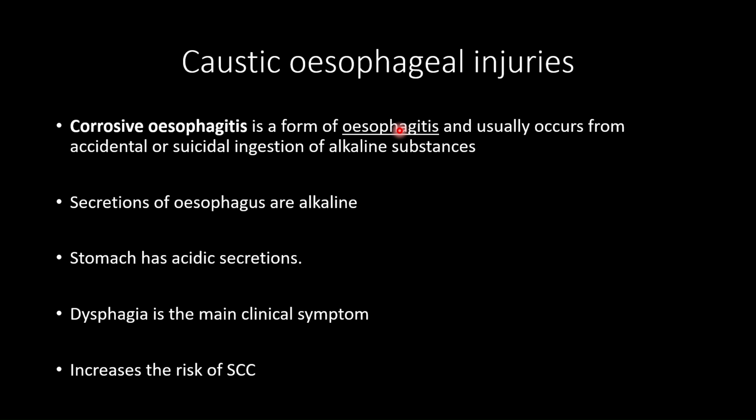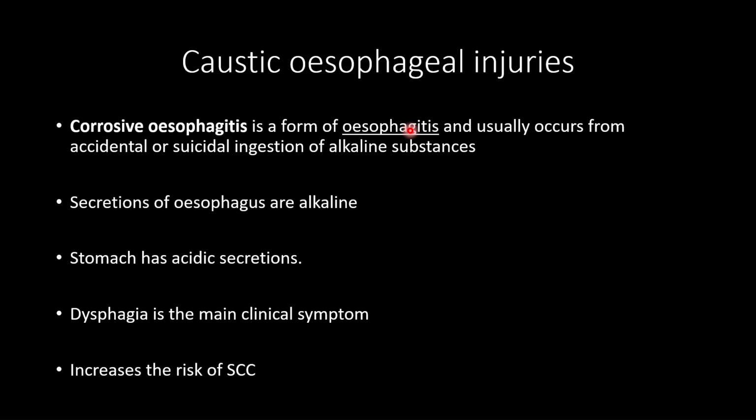Now, talking about another important and common cause of dysphagia, the corrosive esophagitis. Corrosive esophagitis is a form of esophagitis. Usually, it occurs from accidental or suicidal ingestion of substances. Since esophageal secretions are alkaline in nature, they neutralize the acid ingested, and usually the stomach is affected more in these cases. Whereas in ingestion of alkaline substances, the esophagus is affected more.